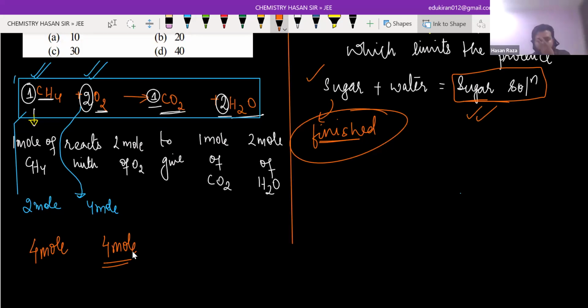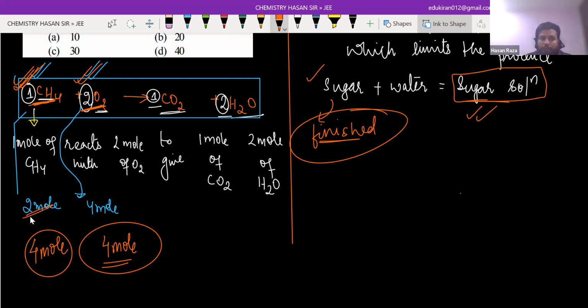Now, if they ask you what is the limiting reagent in this, as you know, we will always look at the balanced equation. 1 mole of CH4 reacts with 2 mole of O2. So 2 mole of CH4 reacts with 4 mole of O2, and 4 mole of CH4 reacts with 8 mole of O2.